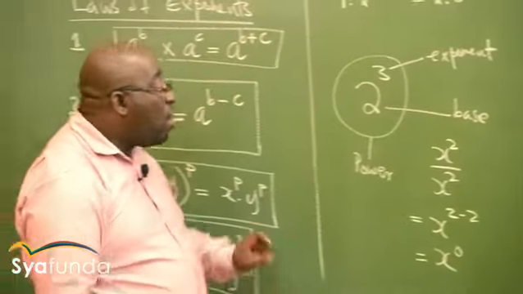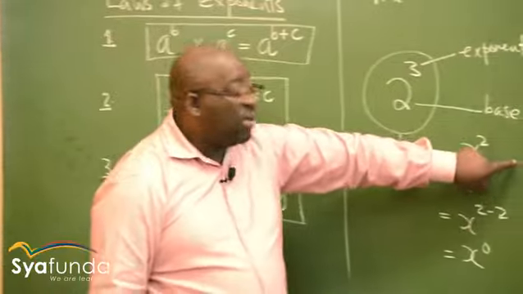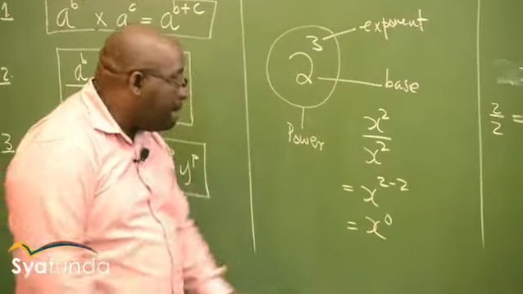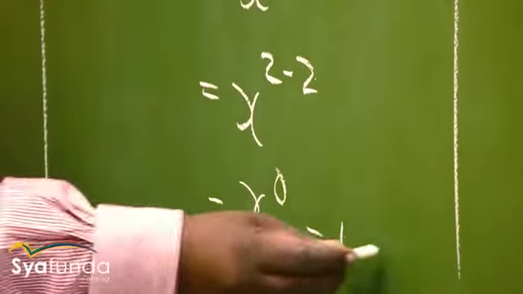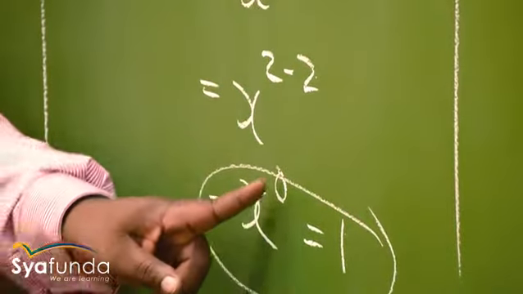It is 0. But I know originally that this is equal to 1. Therefore, this also must be equal to 1. So it is important that we note that any number to the power 0 is 1.